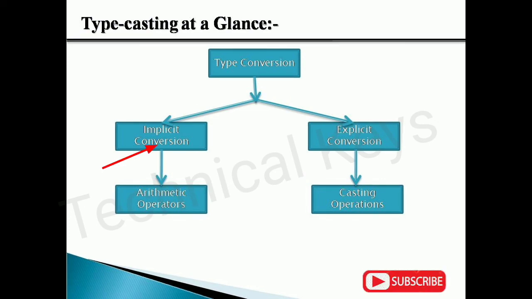Basically, implicit will be done only with the arithmetic operators, whereas explicit will be done with the casting operation. Casting operation means you have to mention the data type. So these are the basic operations that we can perform with the help of typecasting.